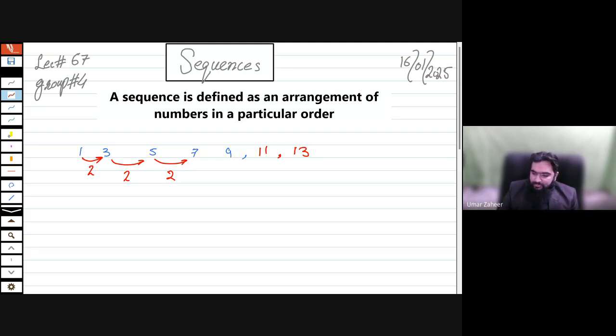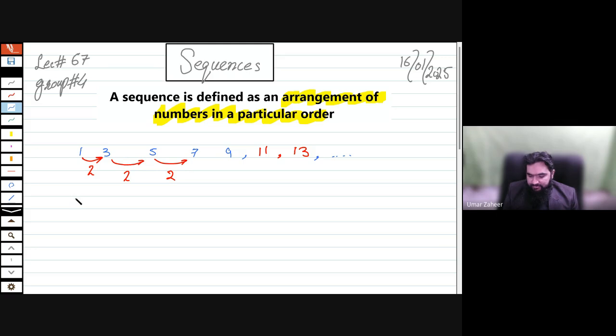So this means that you have a specific arrangement of numbers in a particular order, so this type of numbers is known as a sequence. Obviously, we have infinite numbers here. So we have a common difference in all of these numbers. It can also be a multiple of any number.